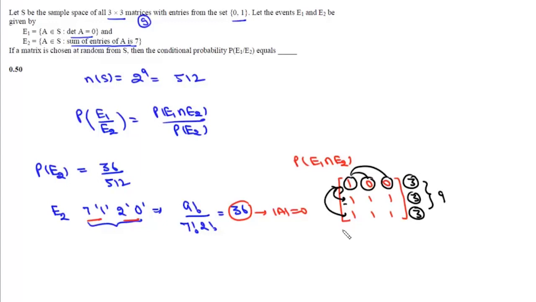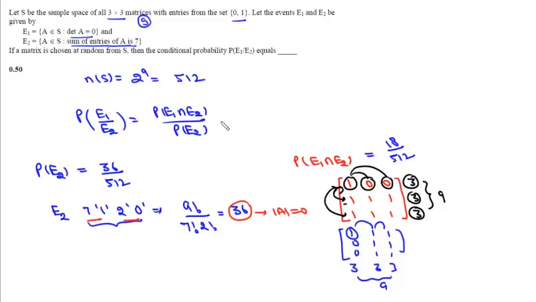Now the same can be done along the columns also. So we can write this as 1 0 0, 1 1 1 and 1 1 1. Again this one can be shifted in 3 ways, or we can interchange and still shift. Here also it has 3. So the total number of ways in which we can shift this and still get the determinant as 0 will be 9 plus 9, 18. So this probability will be 18 upon 512.